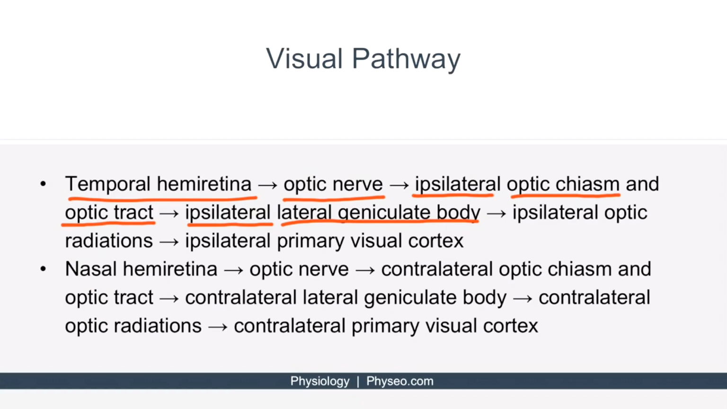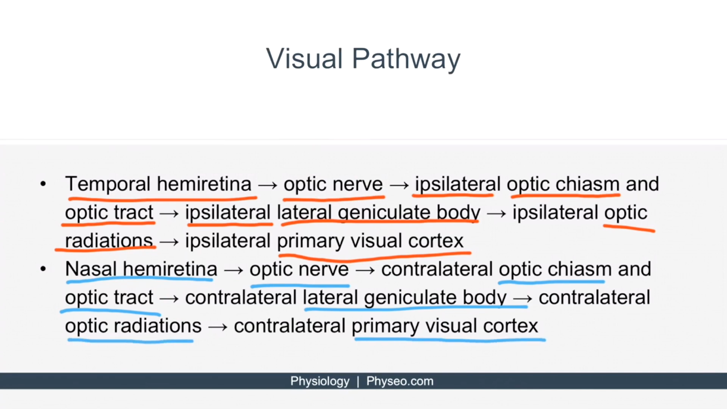And then from there, the fibers go through the optic radiations, including the dorsal optic radiations, as well as the Meyer's loop, which is also called the lateral optic radiations, and then goes to the primary visual cortex in the occipital lobe. Now the nasal hemiretina is the medial half of each retina in each eye. From there it goes to the optic nerve, then to the optic chiasm and then the contralateral optic tract. So it has decussated at the optic chiasm. And then it'll go to the lateral geniculate body, again on the contralateral side, and then to the optic radiations, and finally the primary visual cortex.